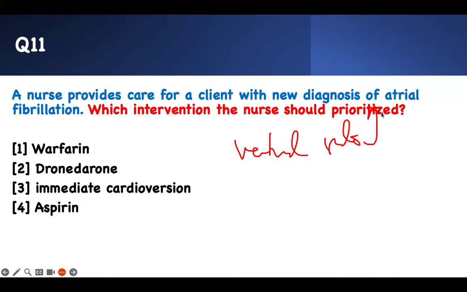Diltiazem, you see what it looked like? You may not have seen it before. It looked like amiodarone, right? It's the same thing. They are in the same class of medication. Therefore, you should pick it. There's no need for cardioversion because the patient does not have symptoms. And aspirin is not indicated.